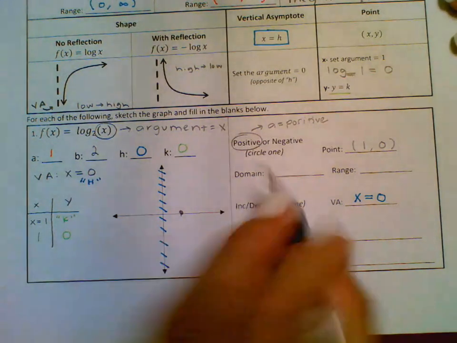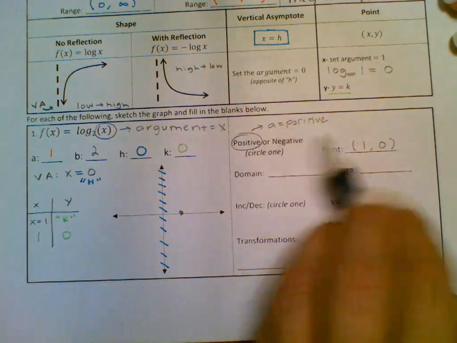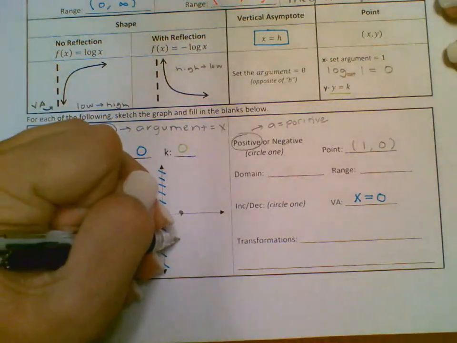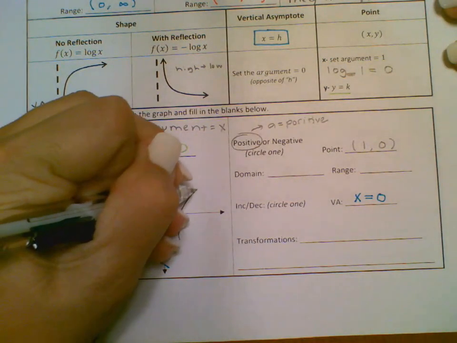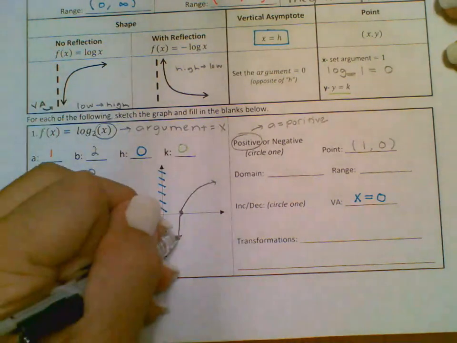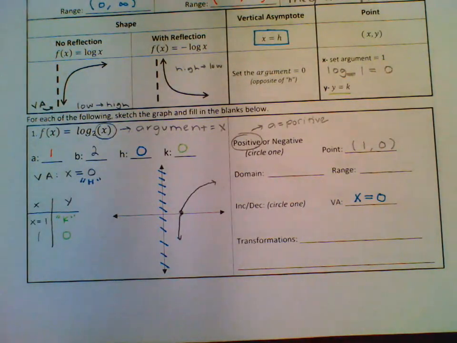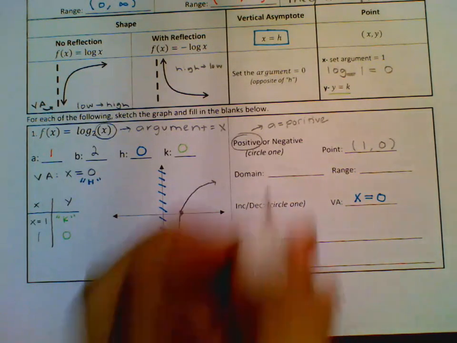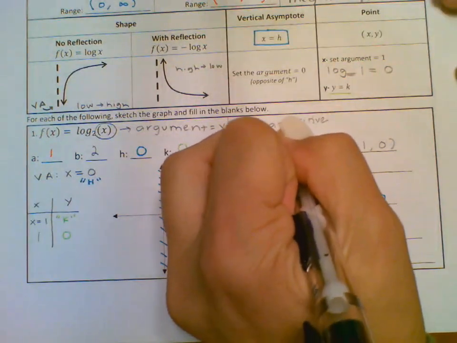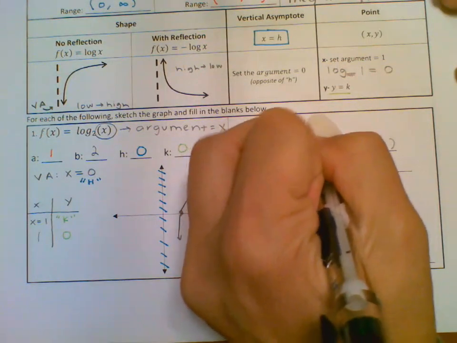And then I can draw the shape. Because this is positive, because our a value was positive, I'm going to go from low to high to graph this. If the a value is negative, you go from high to low. So positive, you go from low to high.